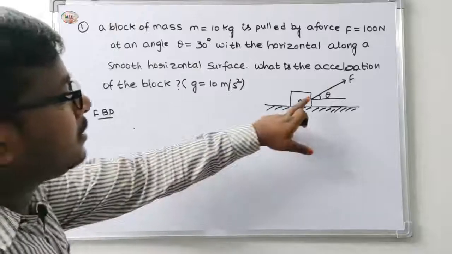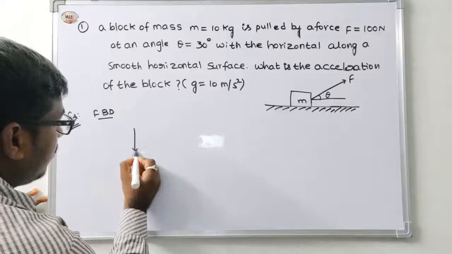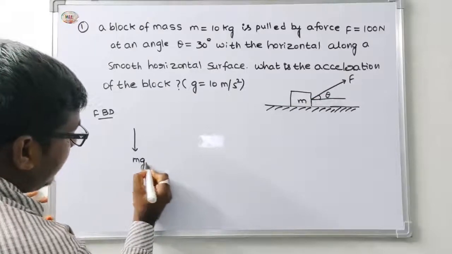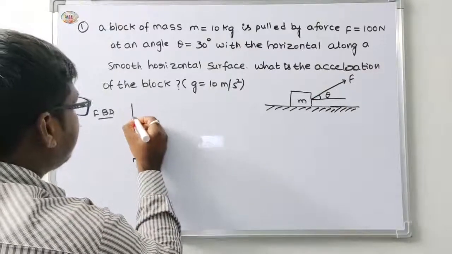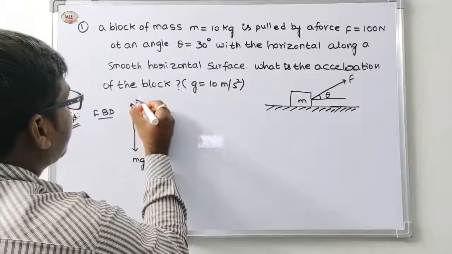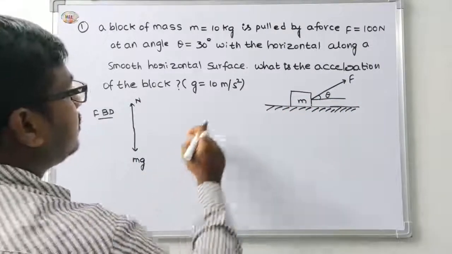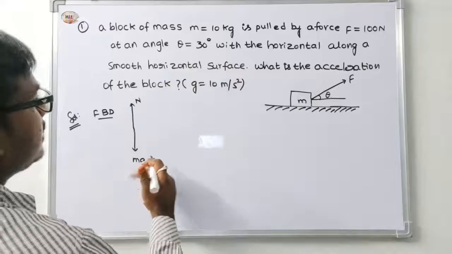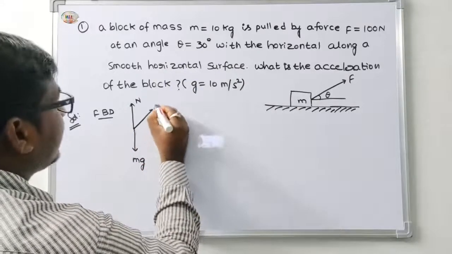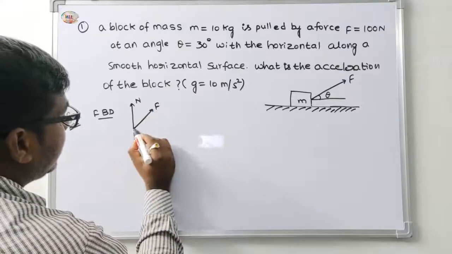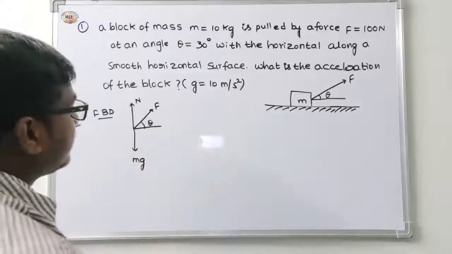The mg is acting in the downward direction. The normal force, or reaction force, is acting upward. The force F acts making an angle theta, where theta is equal to 30 degrees, as shown in this figure.